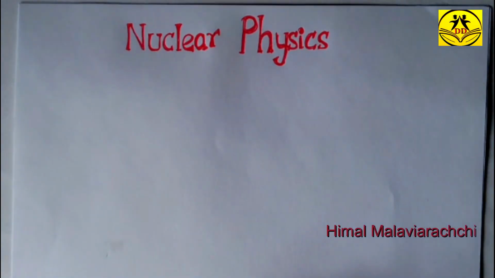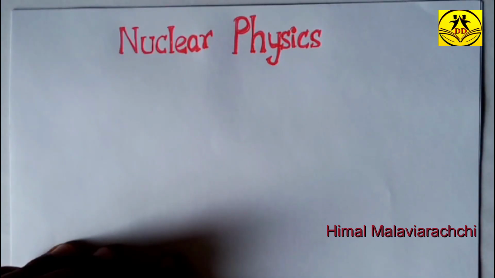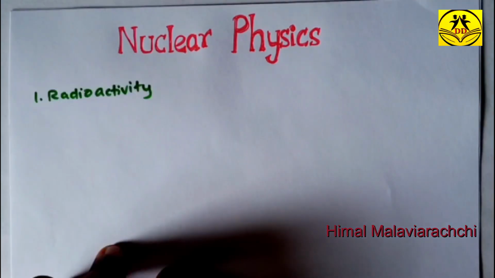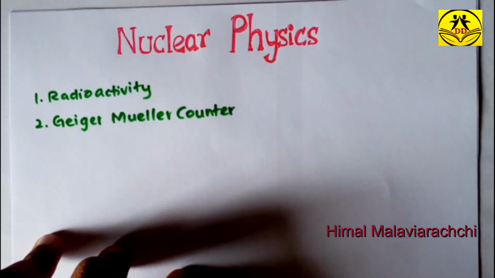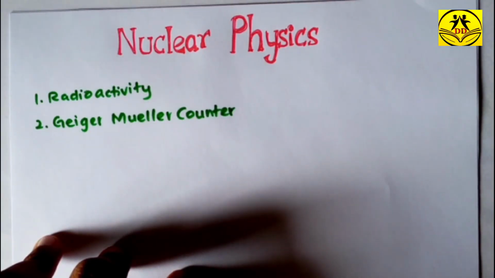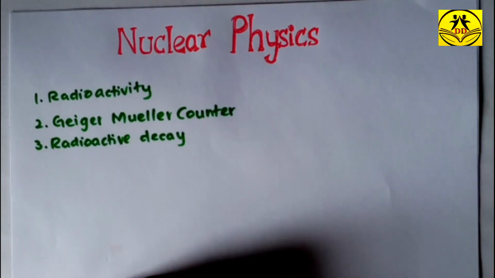Today we are going to do nuclear physics. In this part we are going to learn about radioactivity, Geiger counter, radioactive decay. First we'll talk about radioactivity. What is radioactivity?